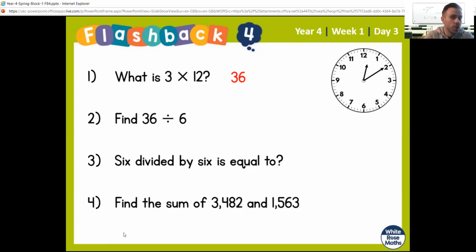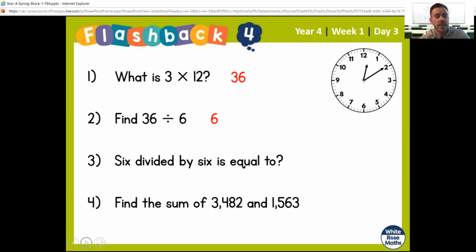Next up, we're using that answer for the next question. It says number 2, find 36 divided by 6. Anybody know? Let's have a look. What could it be? It is, of course, 6. 36 divided by 6 is 6. And you can check that by timesing whatever answer you got by 6. So if you did 6 times 6, you need to think, what would I get? And you would get 36. And that way you've checked your answer and you know you are right.